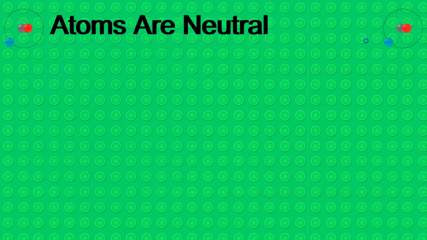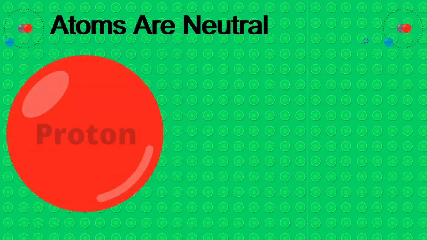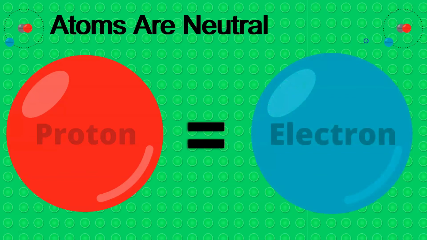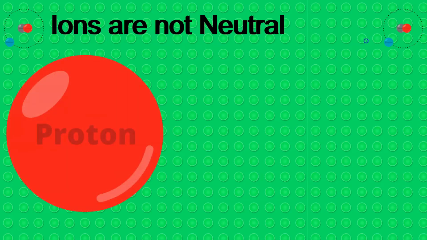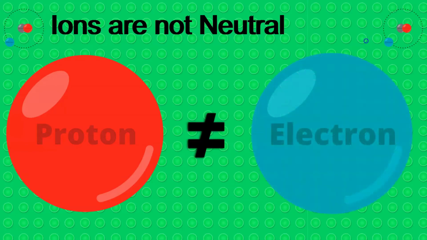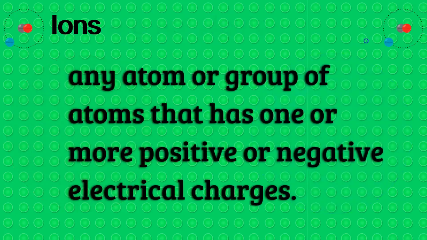Let's review. Now, atoms on the periodic table are neutral, meaning the number of protons is equal to the number of electrons. Now, ions are not neutral, so that means the number of protons is not equal to the number of electrons. So, ions are any atom or group of atoms that have one or more positive or negative electrical charges.